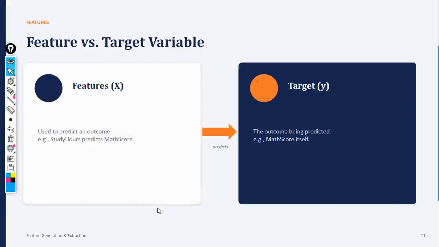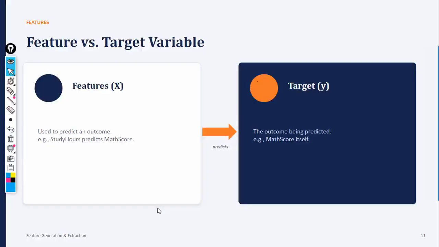Feature versus target variable. Features are nothing but input variables. These are used to predict an outcome. They are also called independent variables in machine learning or data science terminology. For example, we previously considered the student performance data set, where we had different input variables. One of those variables is study hours, which can be used to predict the math score.